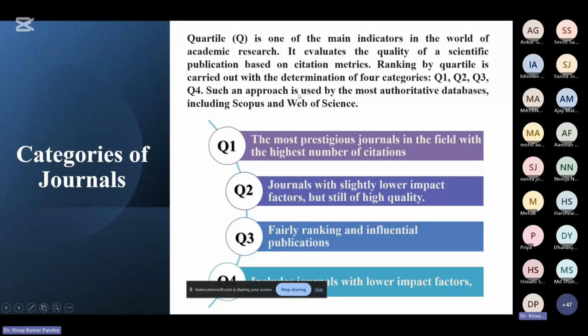There are levels of journals, right? Just like we have relatives: at level 1 we have our parents, at level 2 our second generation like grandparents, at level 3 other relatives, bua, fufa, chachi, aunties and uncles. The same way, journals also have rankings and levels. The best journals are considered under the Q1 category.